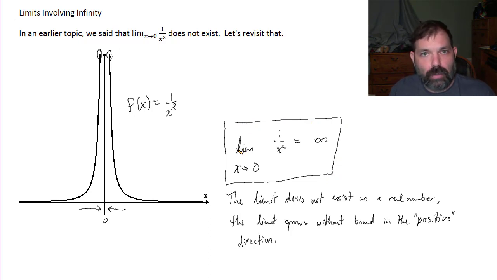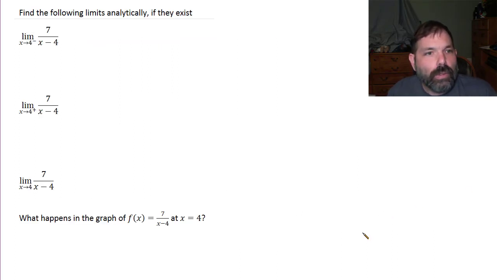Now, here I used graphical evidence, but there's also a way we can analyze this through understanding what happens when we're dividing by a number that's close to 0. Okay, so let's see the situation. Here we have the limit as x approaches 4 from the left-hand side of 7 over x minus 4. Let's parse this a little bit. If we have x approaching 4 from the left, that means that x is less than 4 and near 4.